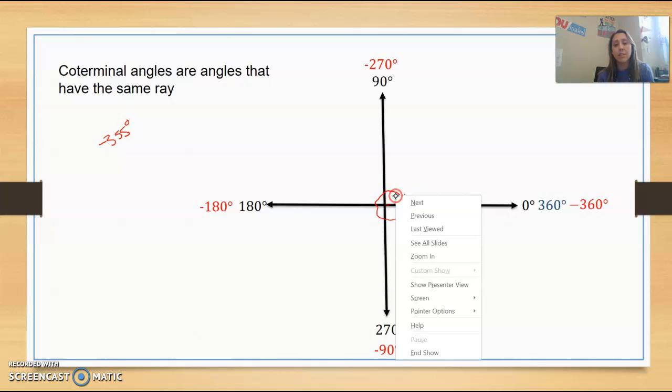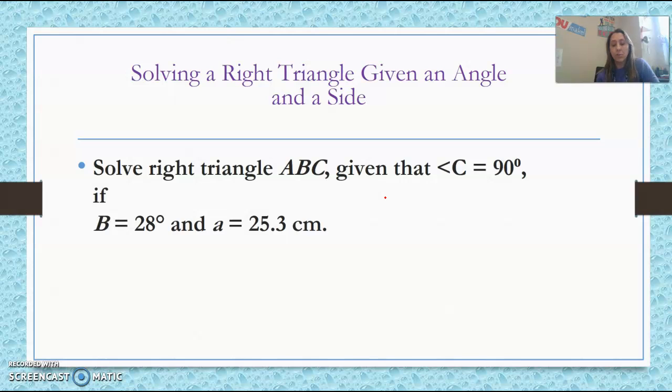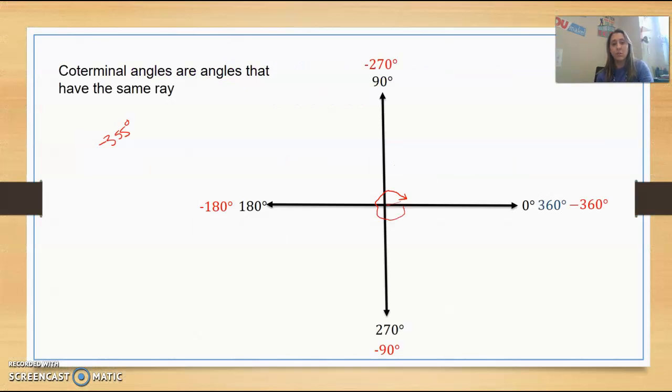This is not as easy as it looks, so I'm going to try again. Oops. Switch screens. Okay, I'll draw my ray. It's going to be about right there. Okay, so I have my negative 355 degrees.